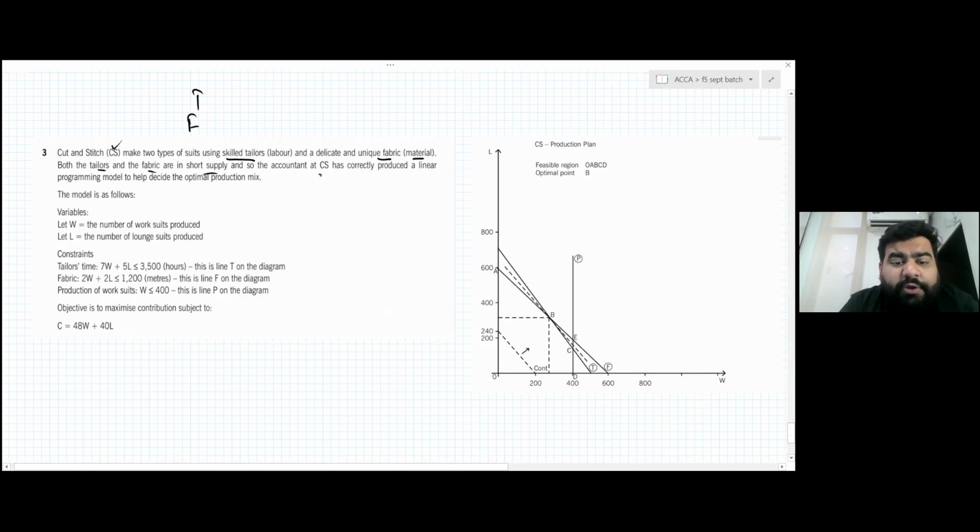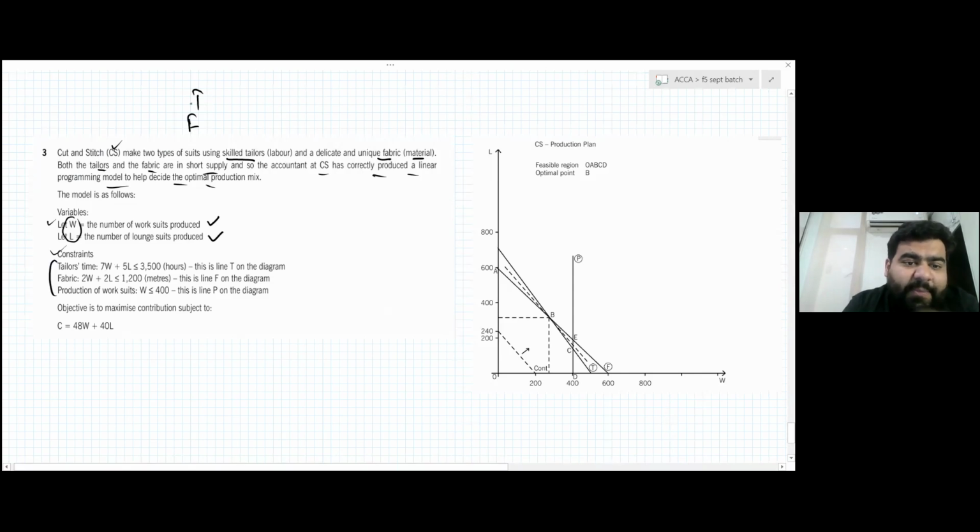So the accountant at CSS correctly produced a linear programming model to help decide the optimum production mix. Variables are given. Let W be the number of work suits produced, and let L be the number of lounge suits produced. These are the two types of products the company is making: work suits and lounge suits. Now, they have given you the constraints here. There are three constraints.